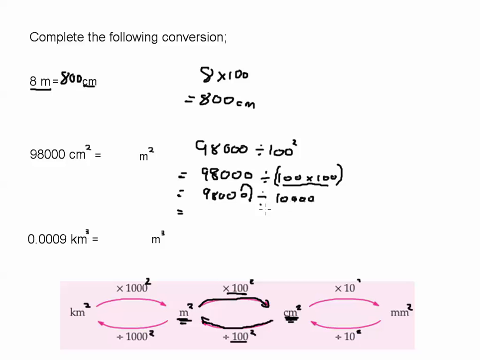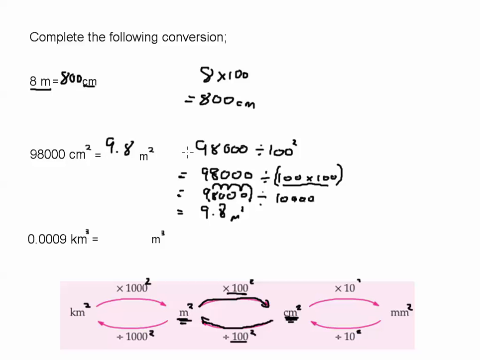So whenever you're dividing, we're working to the left. So your decimal point starts at the right, and we work 4 places to the left. So there's 4 zeros. So 1, 2, 3, 4. And our decimal point comes here. So the answer becomes 9.8 metres squared. So there's 9.8 metres squared in 98,000 centimetres squared.